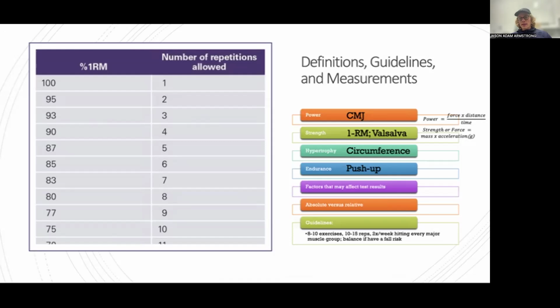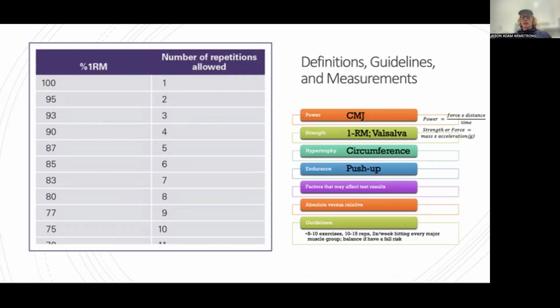So let's say I'm benching to gauge muscular endurance. An absolute measure would be: I started at 125 pounds for my bench press and I tried to see how many times I could lift it. Let's say I did 10 repetitions at 125 pounds. Then 6 months later, I tested again at 125 pounds and see how many more times I can lift it. Let's say I can now lift it 15 times. That's how you would look at an absolute change in muscular endurance.